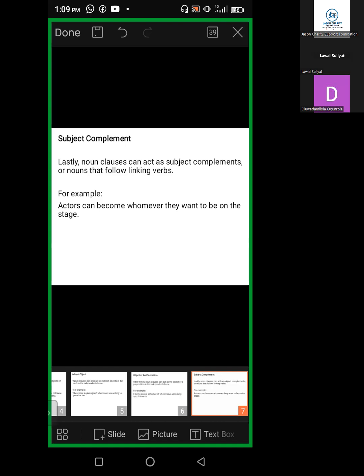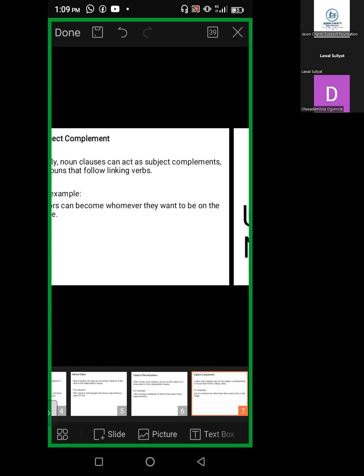Who are those that should become, who are those that can become whomever they want to be on stage will reflect back to the world, to the actors. So that's why we're saying that the part after "become" is giving us more information, redirecting us to the actors, the subject. That is why we call it a subject complement.